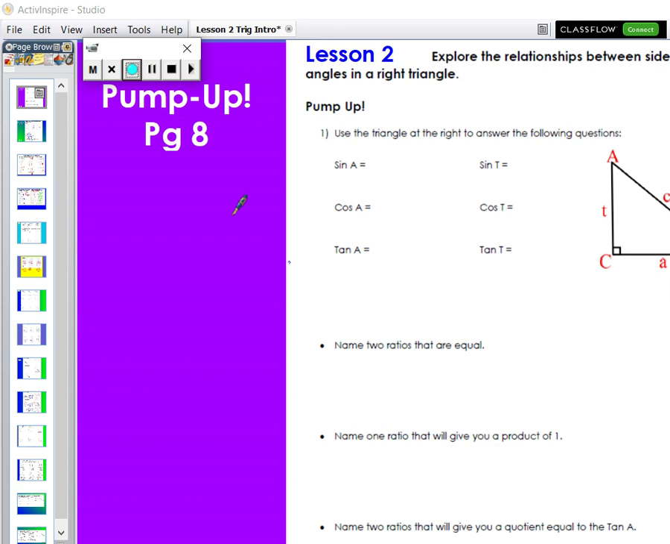All right, so the pump up, it's saying use this triangle to the right to answer the following questions. So you're going to use this triangle over here and look from different perspectives and decide what are the ratios of the sides. You want to name two ratios that are equal, one ratio that will give you a product of 1. If you multiply two different ones together, they'll equal 1. And name two ratios that will give you a quotient that is equal to tangent. So that's an interesting one. All right, so take a few minutes, try that, and then we'll check some answers.